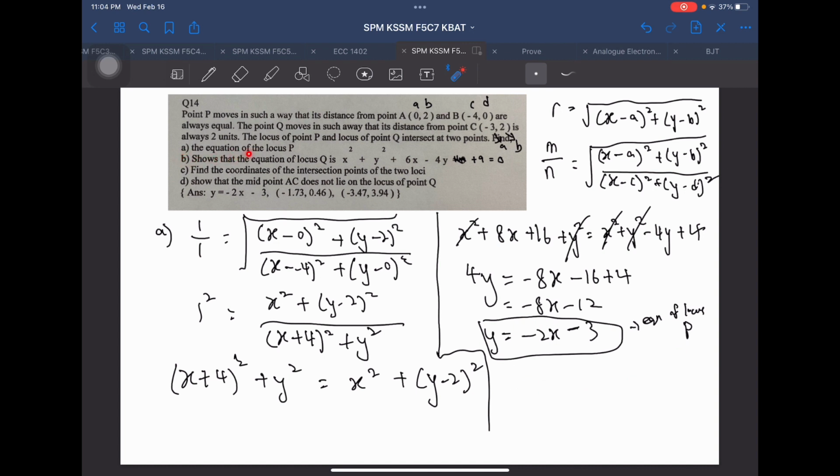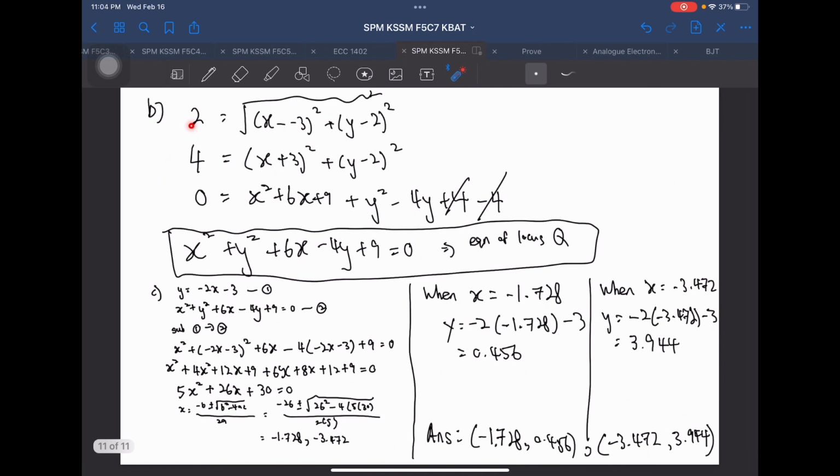Next, show that the equation of locus Q is x squared plus y squared plus 6x minus 4y plus 9 equals 0. So for this case, you got only one fixed point. So the equation that comes into your mind is the first equation. You know that it is always 2 units from C, so r equals 2. And then what are your a and b? Your a and b are negative 3 and 2. So just sub this inside.